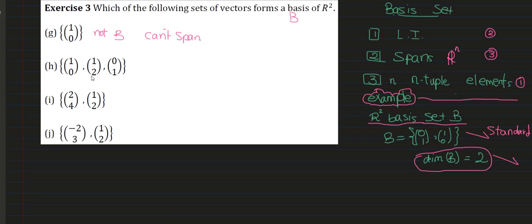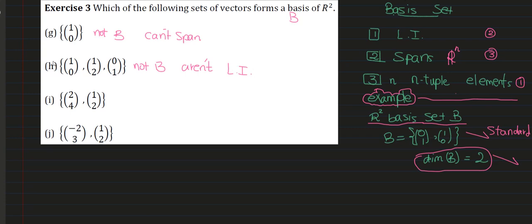Okay, the second example, we have here 3 vectors. Can this set act as a basis set for R2? We will go here to check number 1. n tuple elements? No, they are 3 components. Then we will say it's not a basis, and we will mention the reason that they are not linearly independent.